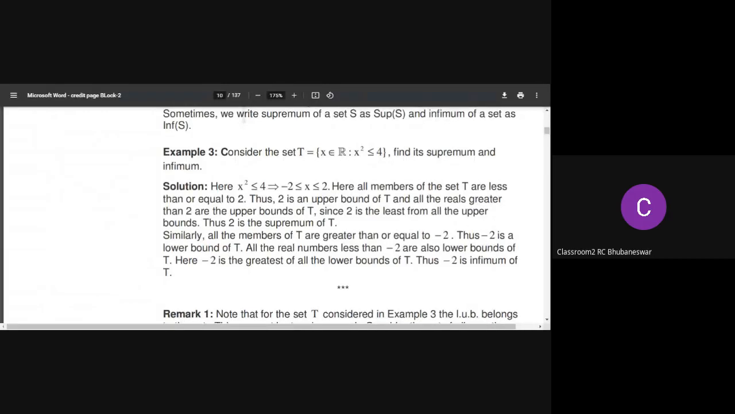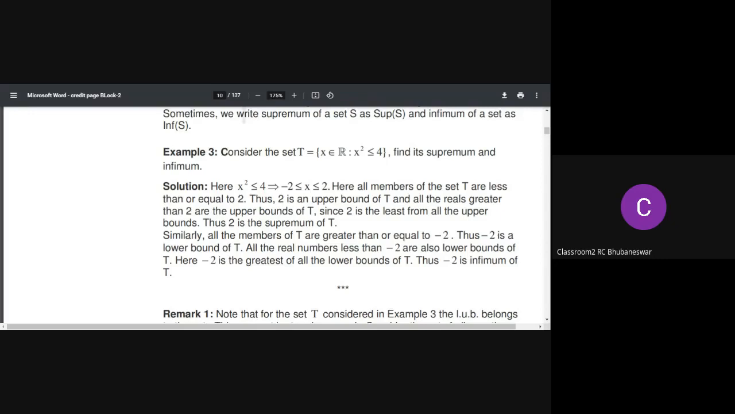Now let us discuss both definitions with the help of the following example. We have taken a set T, defined in the set of real numbers R with the property that x square is less than or equal to 4. If we expand x square less than or equal to 4, we get the inequality minus 2 less than or equal to x less than or equal to 2. Clearly, 2 is the upper bound of the set T, and minus 2 is the lower bound of the set T.